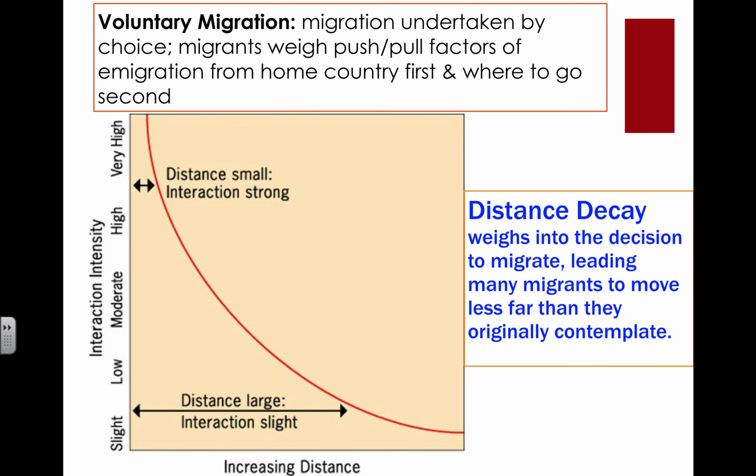Something that we'll come back to later on. I want to actually show that this is just to add to your information about voluntary migration. I don't need to recopy that definition piece, but we can just add to this. The migrants weigh push and pull factors of emigration.